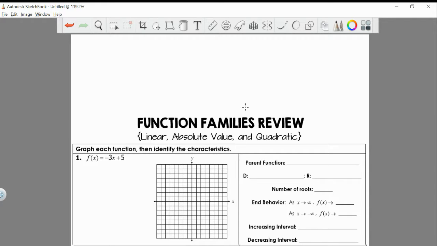And we're going to be looking at, as you can see here on the worksheet, we've got a function, we've got a graph, and then it says parent function, D, R, number of roots, end behavior, increasing interval, decreasing interval. Our main job today is to look at a function, look at a graph, and not only know how the picture looks, but also to describe the picture. You can't always just describe a picture by saying, hey, it looks like a V, or, hey, it's upside down. Sometimes you need to qualify or quantify very specific things, and that's why we'll get into all this stuff.